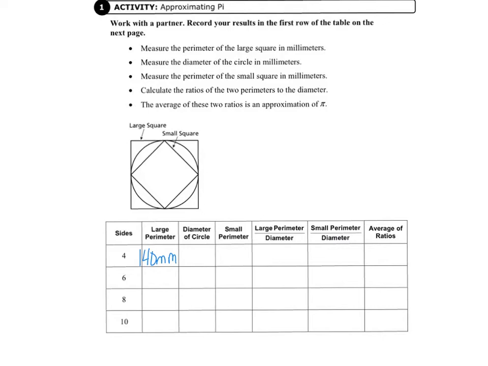And then the diameter of the circle, and remember that the diameter is the distance across the circle through the center. And when you measure that, you should get 35 millimeters. And then measure the perimeter of the small square in millimeters. And when you measure that, you should get 100 millimeters.